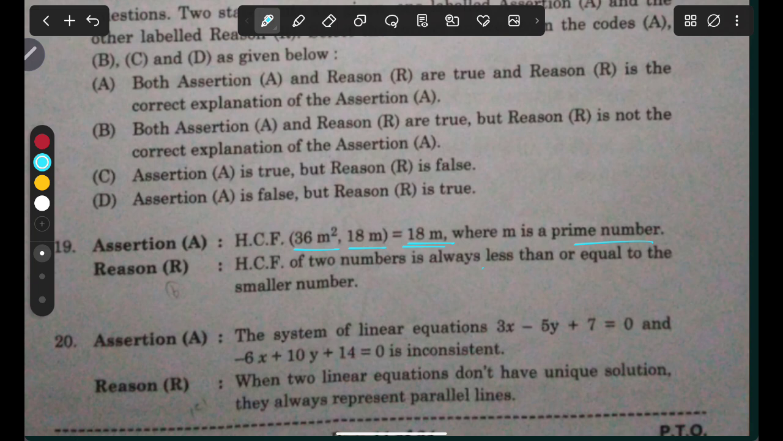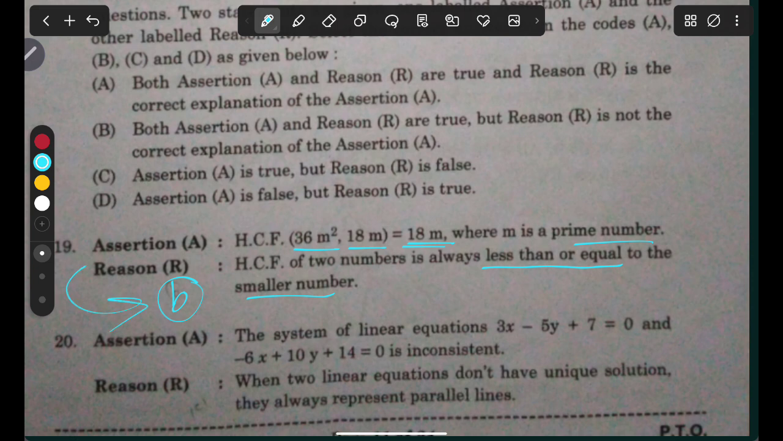The reason: HCF of two numbers is always less than or equal to the smaller number. Yes, it is true that HCF is always less than or equal to the smaller number. But this does not justify the assertion. Assertion is also true, reason is also true, but the reason is not the explanation. So option B is the correct answer for the 19th question.